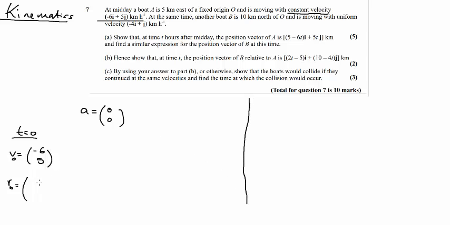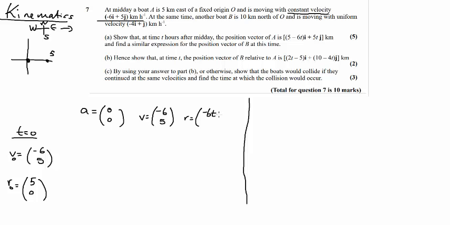Okay, so the R, it's 5 kilometers east of origin O. So imagine that's origin O. East is that way, and we're 5 kilometers that way. So can you see our initial position vector is 5, 0. So let's build our AVR. R equals minus 6t plus 5, and this is just 5t. Okay, so this is boat A.